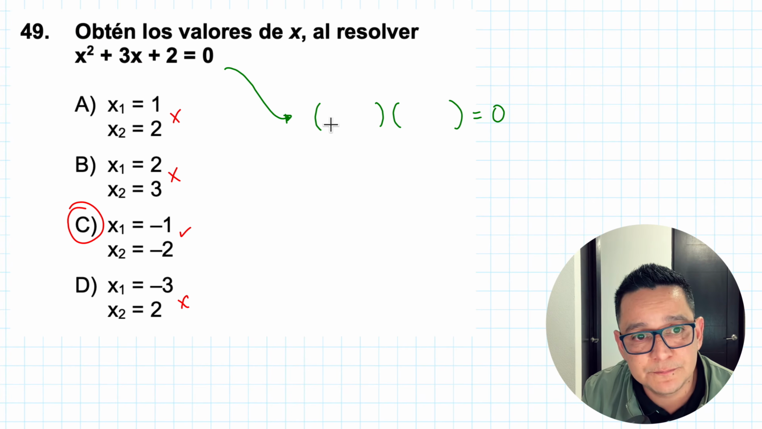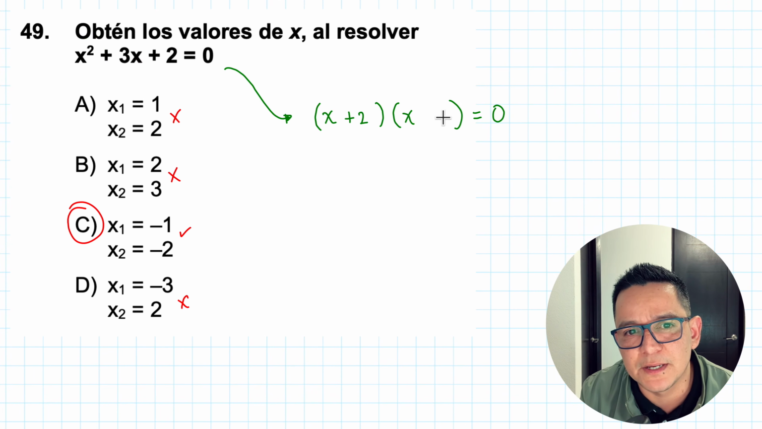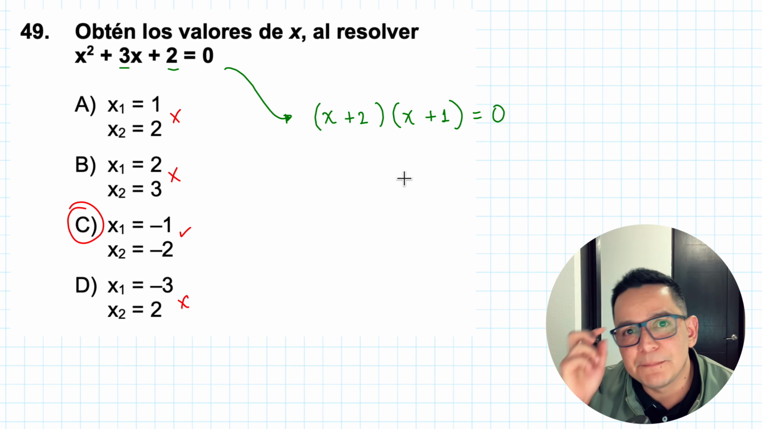Therefore, I'm going to separate this x squared as x times x. Now let's find the two numbers we mentioned earlier. Plus 2 and plus 1. 2 plus 1 equals 3. And 2 times 1 equals 2. They're correct now. Done.